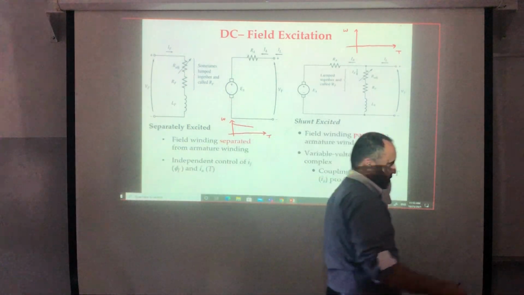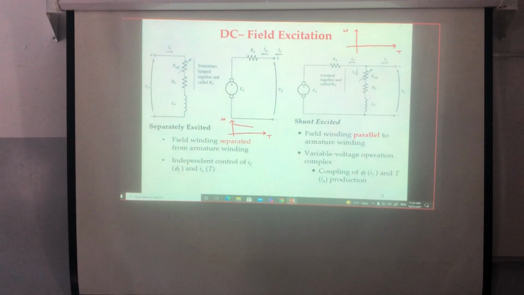Now, simply, I should give this to you after discussing the state operation, but if I write V equals R IA plus EA, which is K phi omega, then omega will equal V over K phi minus IA over K phi. So if I'm reducing the flux, I'm increasing what? The speed. So this is what we call the armature reaction.